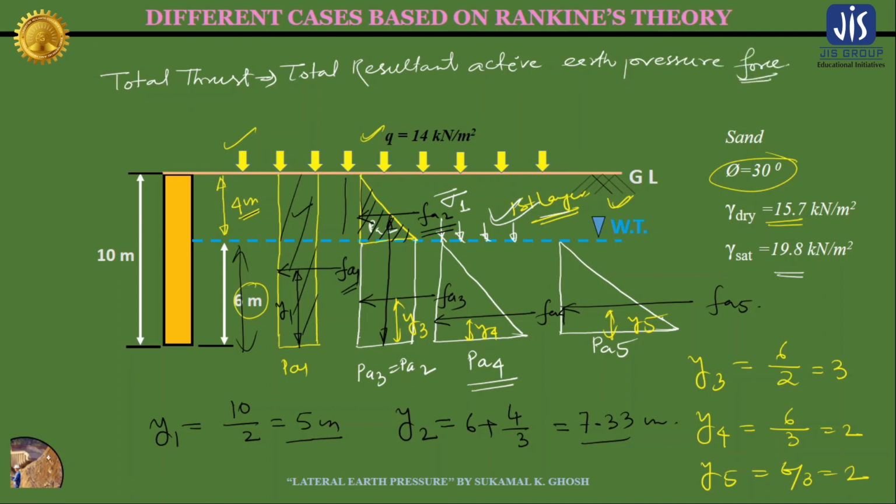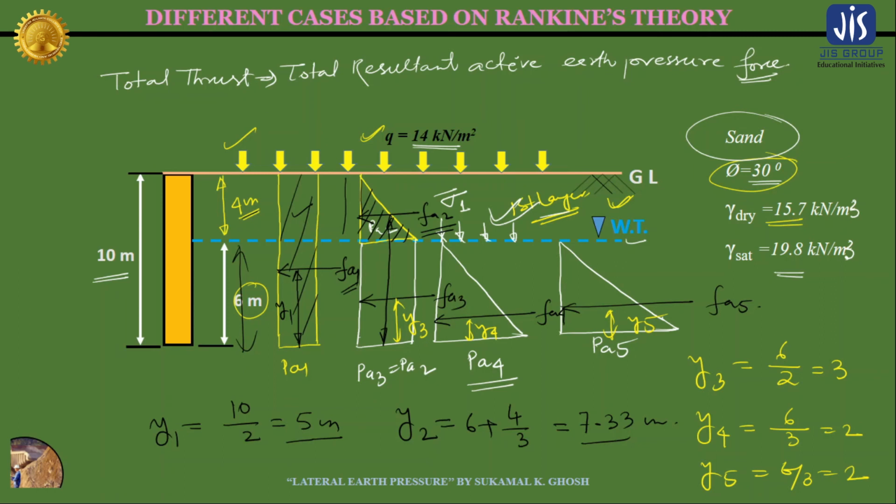So it was given the depth of the sheet pile was 10 meter and the water table is at a depth of 6 meter from the base. And a surcharge of 14 kilonewton per meter square is acting at the ground level. It is also given that the soil is sand, meaning cohesionless soil, and the angle of internal resistance, phi, is 30 degree, the dry unit weight is 15.7 kilonewton per meter cube, and the saturated unit weight is 19.8 kilonewton per meter cube.